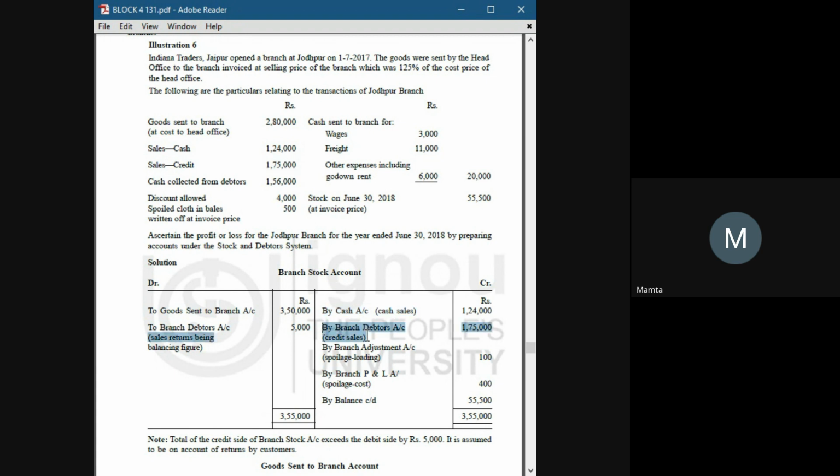As you know, the credit sale is shown under the name of by branch debtors, because when you do a sale on credit, the person who is purchasing the goods from us on credit will become our debtor, and now that person will become the debtor of the branch. So that's why we are putting it under the name of branch debtors, and we have an account for the same as well. And here the amount is showing 1,75,000.